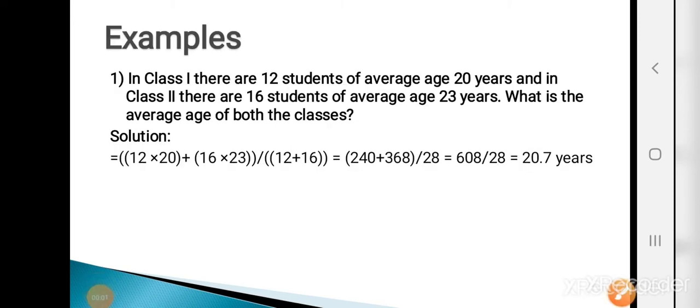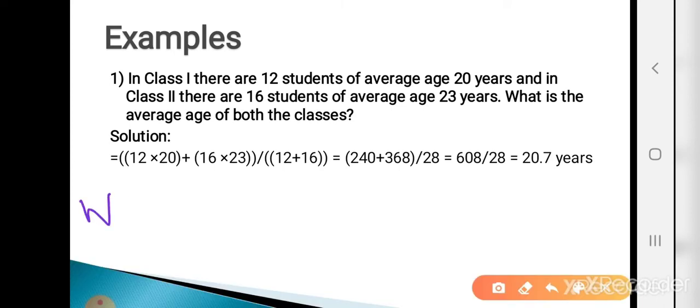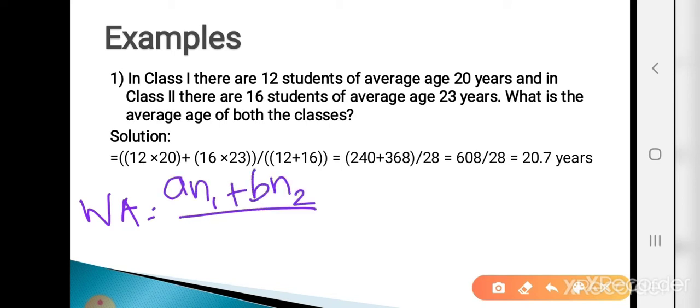Let's see an example. In class A there are 12 students of average age 20 years, and in class B there are 16 students of average age 23 years. What is the average age of both the classes? How to calculate the weighted average? The weighted average formula is A into N1 plus B into N2, whole divided by N1 plus N2. So, what is the value of A, B, N1, N2 in the given example?